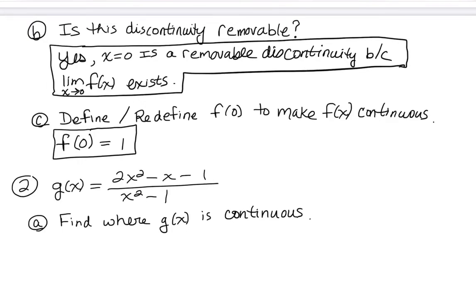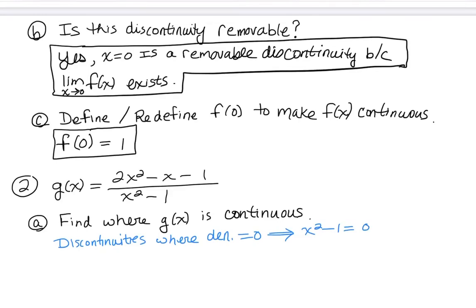Well, it's not a piecewise function, but it is a rational function. There is a denominator, so we need to throw out any values that make our denominator 0. So remember, discontinuities are always going to occur wherever your denominator is equal to 0. So that means x squared minus 1 equal to 0.